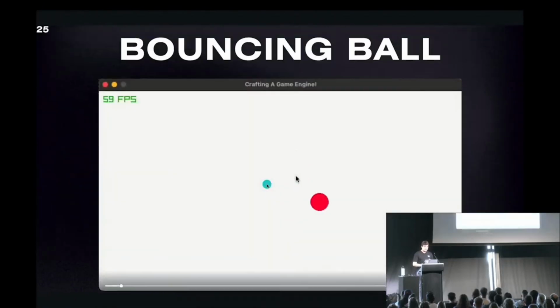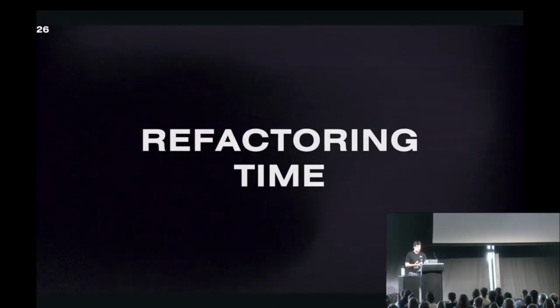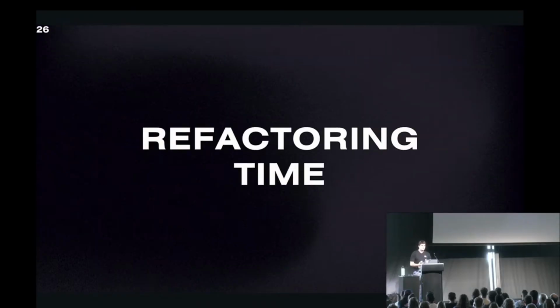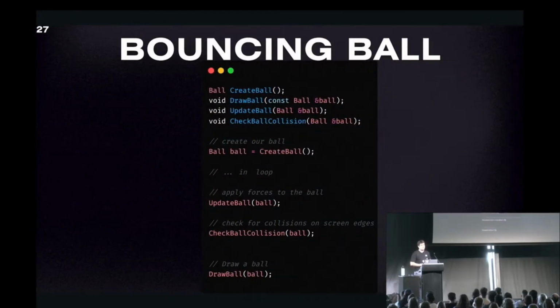So what does this look like? Well, now we have our bouncing ball. And you might be thinking, well, this isn't really a game engine. You've just drawn a bouncing ball on a screen. And this is where we get to refactoring time. We can refactor this to look more like a game engine doing the following. We'll create a few methods such as create ball, draw ball, update ball, and check ball collision.